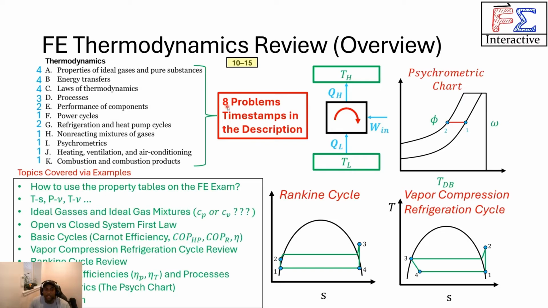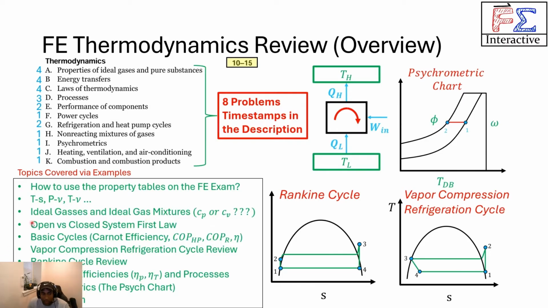These 8 problems are taken from my software, FE Interactive, where the goal is to really explore some fundamental topics, like how do we use the property tables on the FE exam, the various kinds of property diagrams like TS diagrams and PV diagrams, looking at ideal gases and ideal gas mixtures, and answering the question that a lot of students have, which is when do I use specific heat at constant pressure? When do I use specific heat at constant volume?